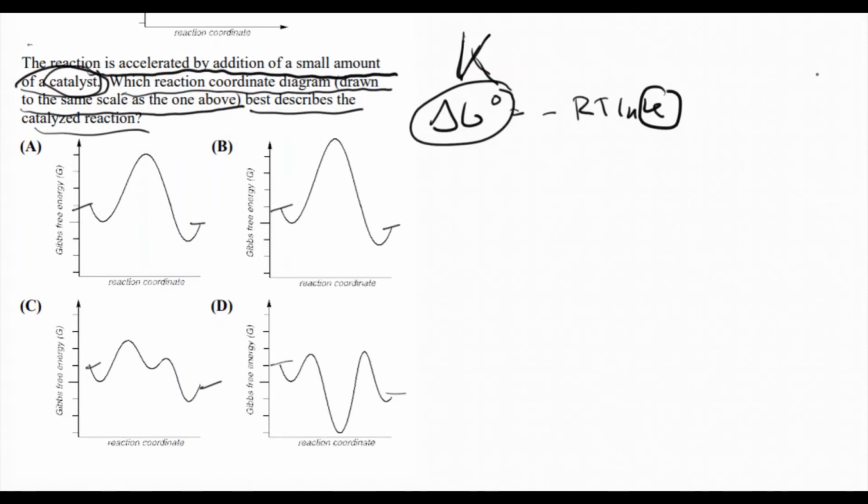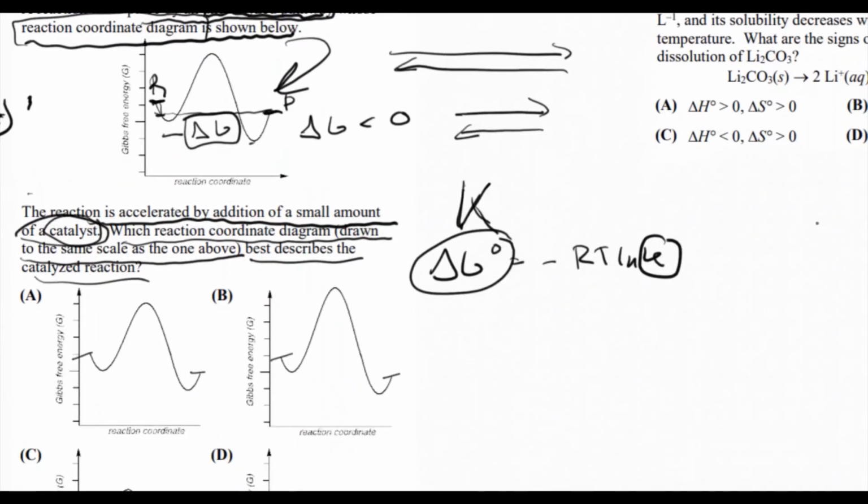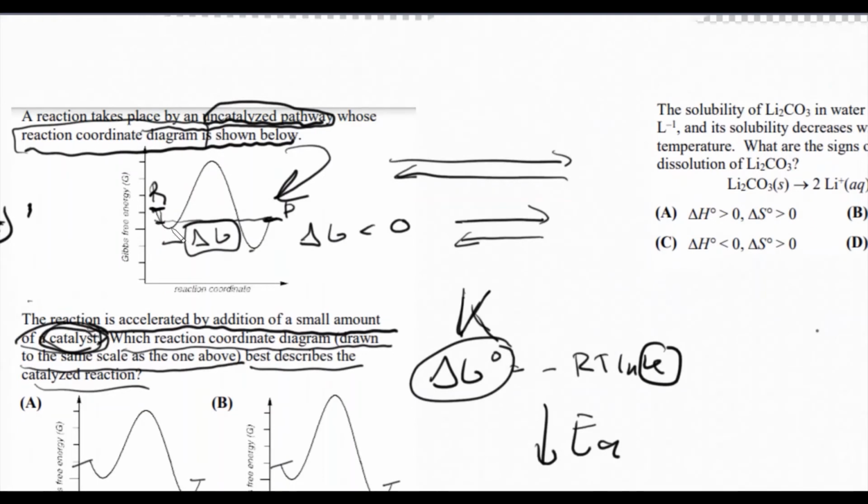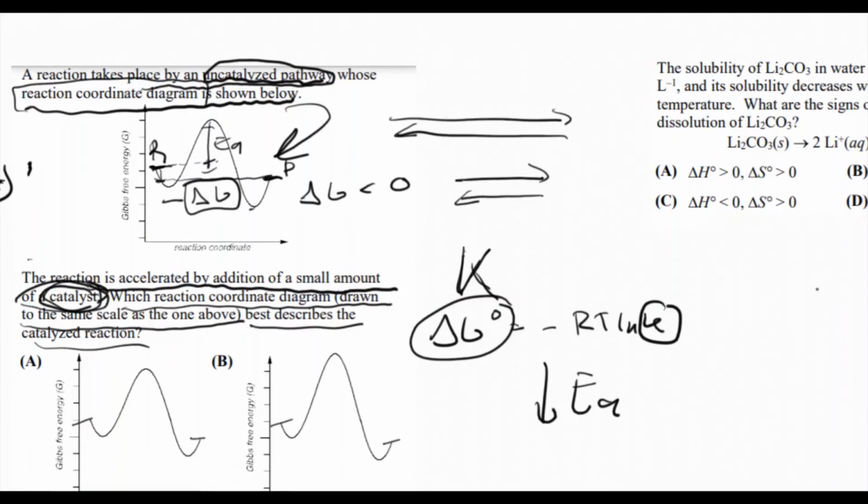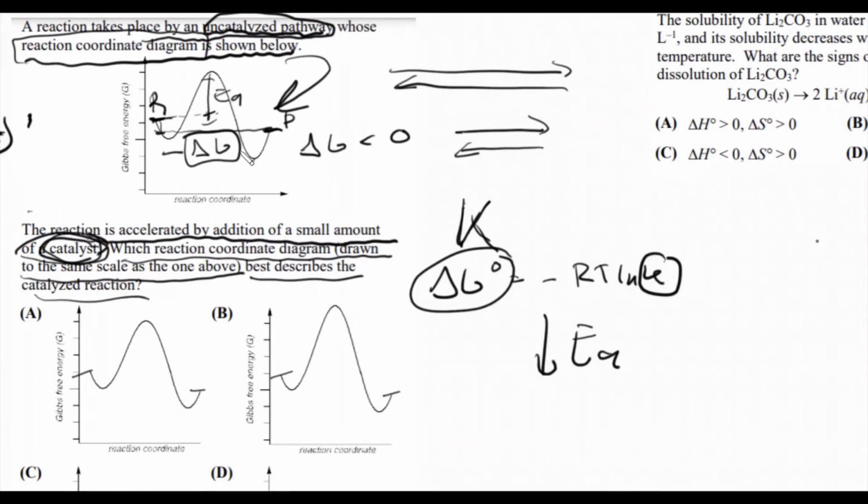Now let's figure out what it means to add a catalyst. When you add a catalyst, you're lowering the activation energy. So what I'm looking for is for the activation energy, EA, to become smaller. So if I see the peak go up, that's not a good sign. A just looks like that diagram we just looked at. Now let's take a look at B. B has a higher peak.